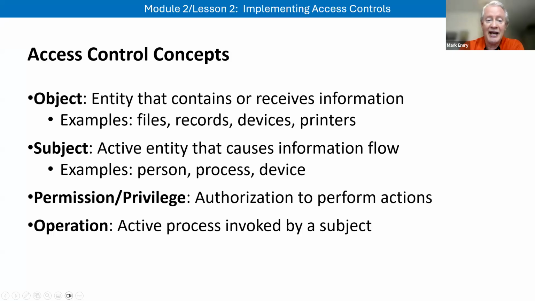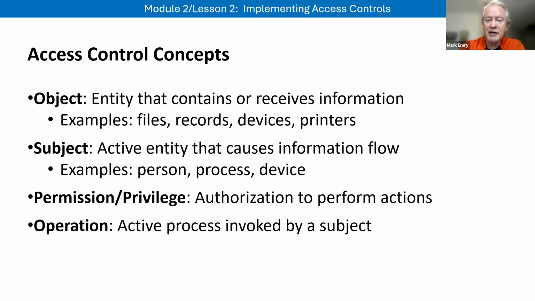An object is an entity that contains or receives information. Objects are records, fields in a database, pages, segments, files, directories, directory trees, processes, processors, video displays, keyboards, printers, network nodes, all sorts of things. Devices such as electrical switches, disk drives, relays, and mechanical components connected to a computer system might be objects as well.